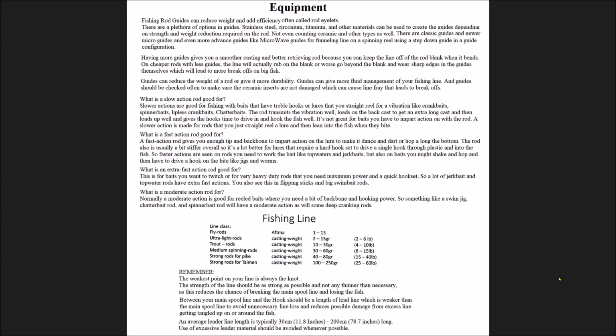Equipment. Fishing rod guides can reduce weight and add efficiency. These are often called rod eyelets. There's a plethora of options in guides. Stainless steel, zirconium, titanium, and other metals can be used to create the guides depending on strength and weight reduction required on the rod, not even counting ceramic and other types as well.